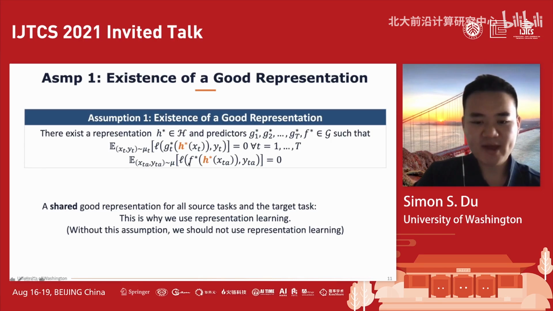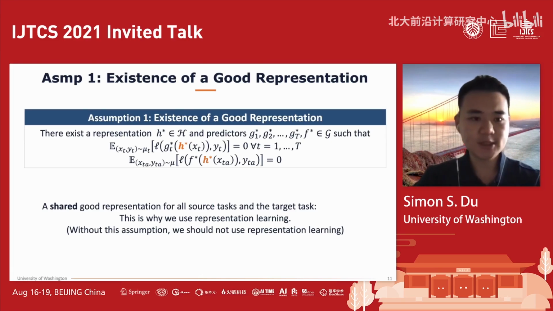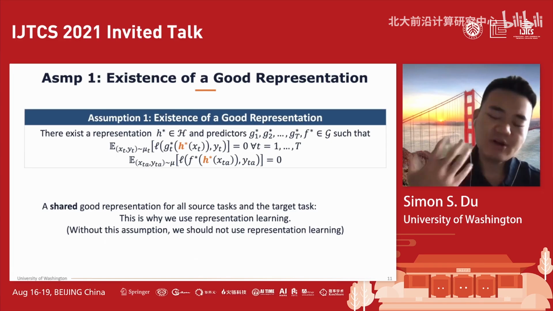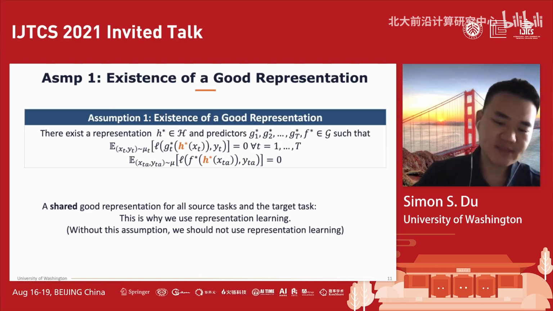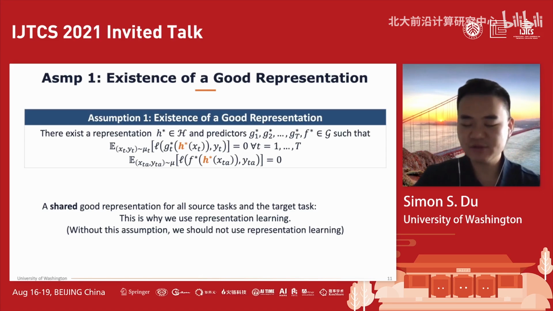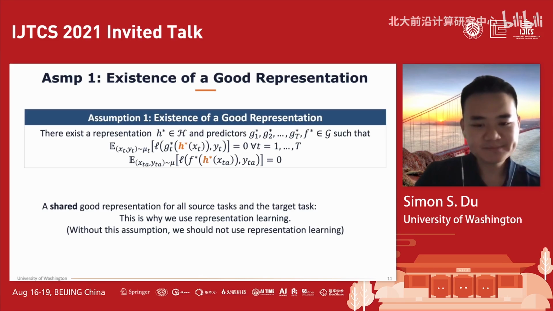Although the composition of F star and H star has zero loss as well. So here we assume zero loss just for simplicity. You can also generalize this theory to the setting where we have small loss instead of zero loss. This is a very natural assumption, and without it, you should not use representation learning in the first place, right? Because if there's no good representation that is shared for both the source task and the target task, then any representation you learn is not going to be helpful in the target task.